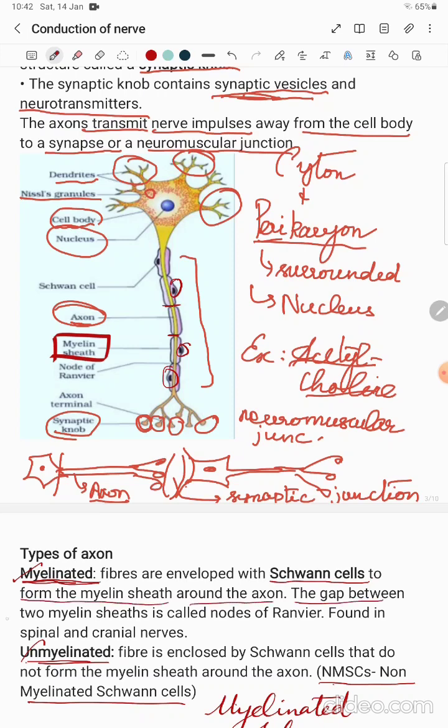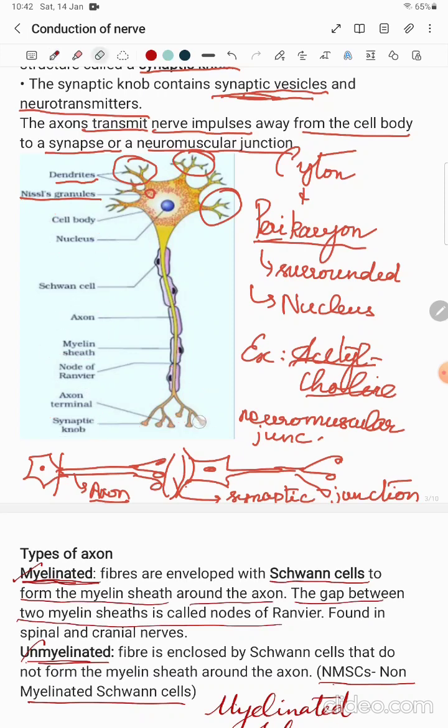Now the gap between two myelin sheaths is called nodes of Ranvier. So important. The gap between two myelin sheaths, so this is the gap we are discussing here. The gap between two myelin sheaths is called nodes of Ranvier.